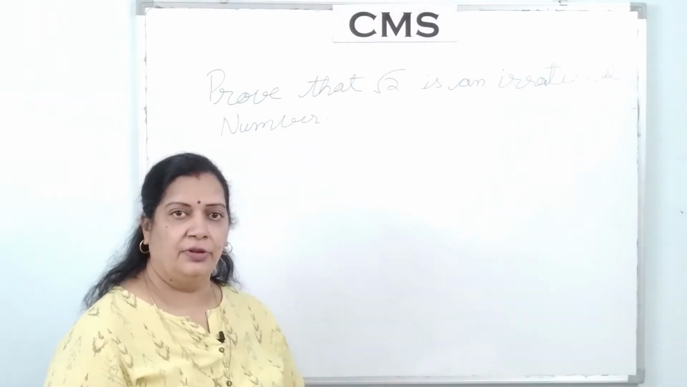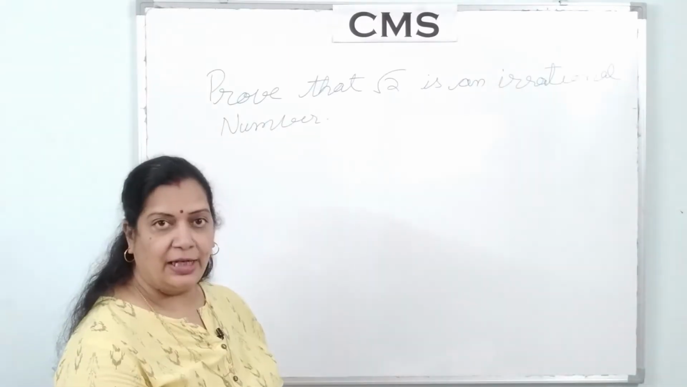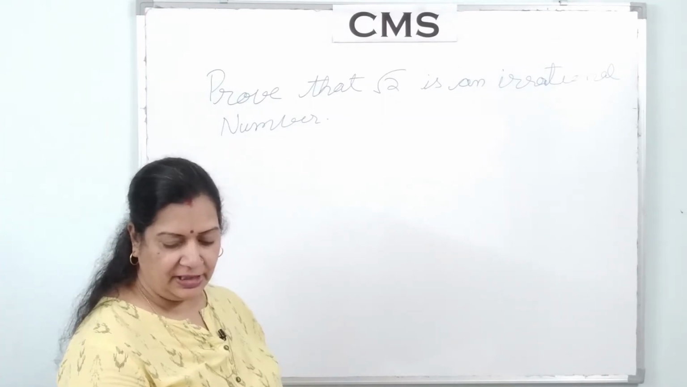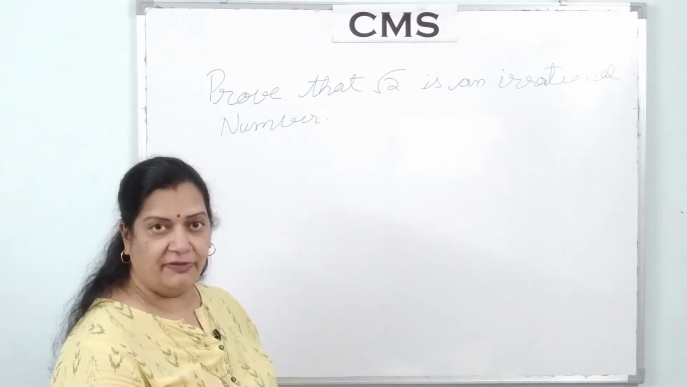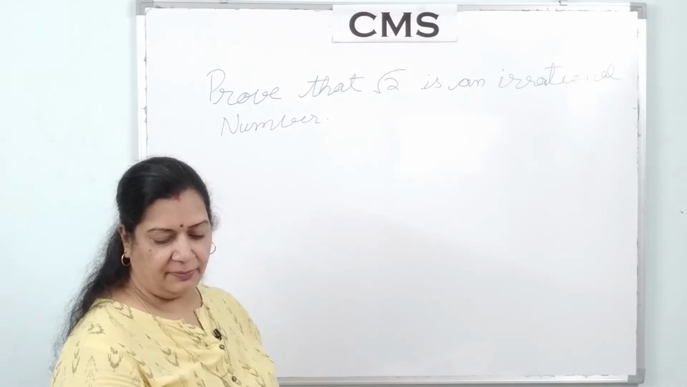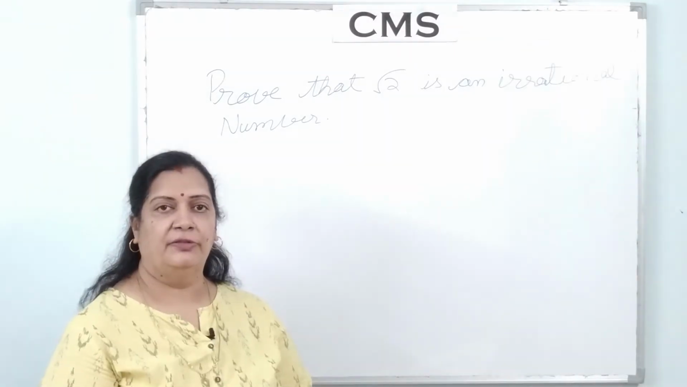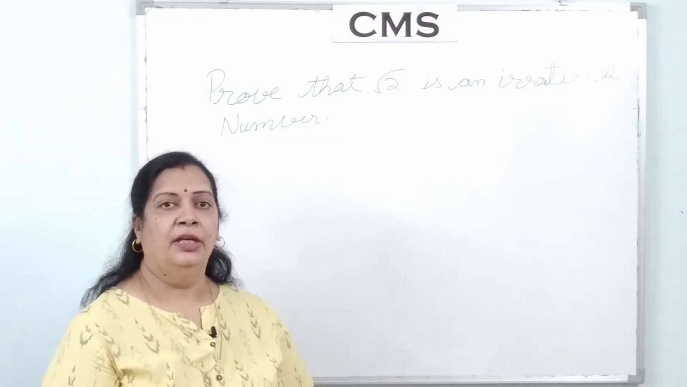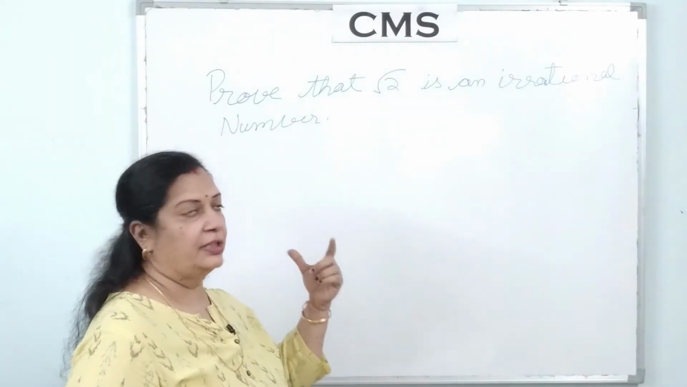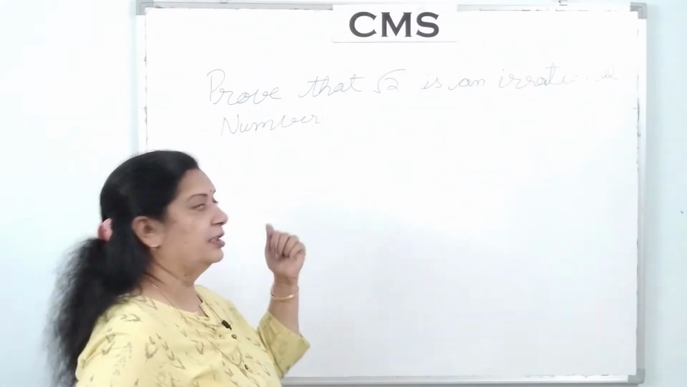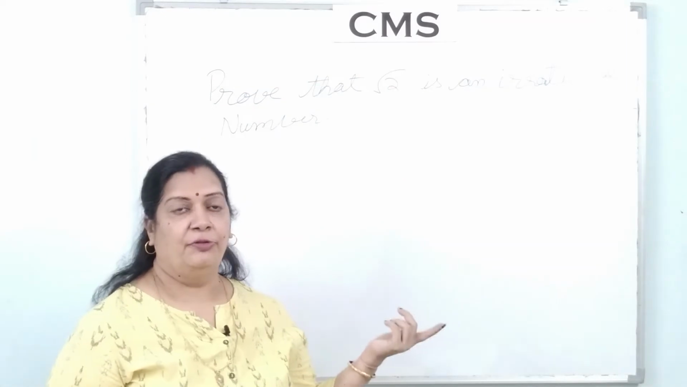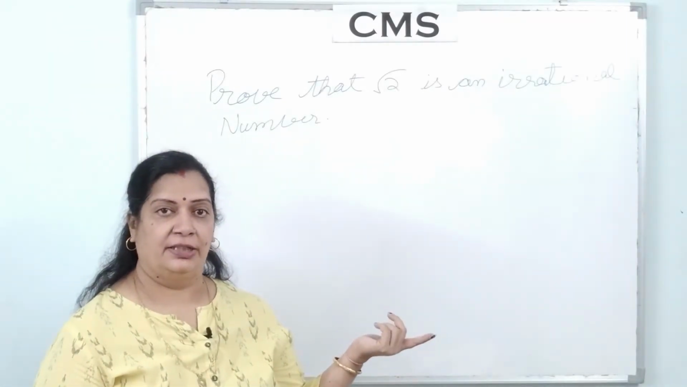Irrational numbers are those numbers which are non-terminating, non-repeating. Today we are going to discuss the theorem: let p be a prime number, if p divides a square then p divides a, where a is a positive integer. Today we are going to discuss whether root 2 is an irrational number. So the example is: prove that root 2 is an irrational number. इसको हम प्रूव करेंगे कि irrational number है या rational number है.